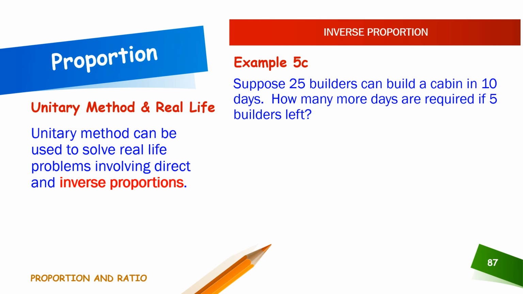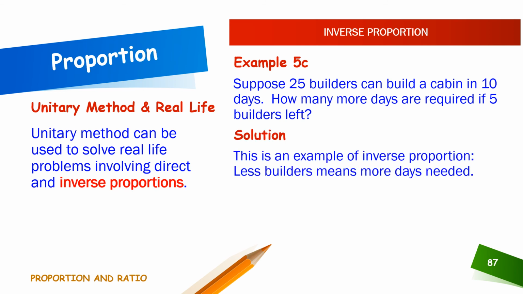Now let's take a look at a final example of inverse proportion. Suppose 25 builders can build a cabin in 10 days. How many more days are required if 5 builders left? As we mentioned, this is an example of inverse proportion. So less builders means more days needed.